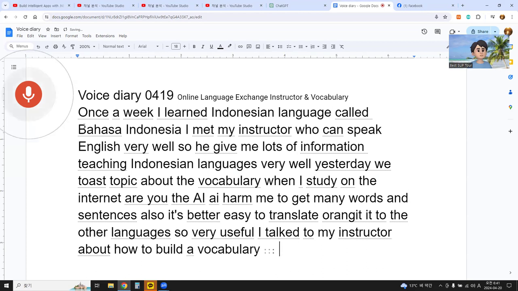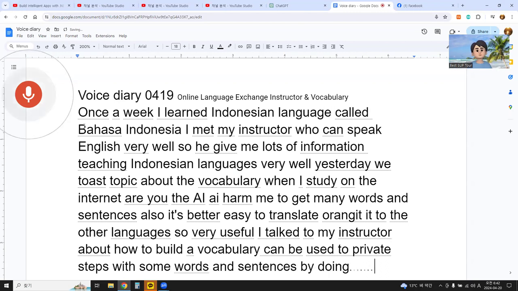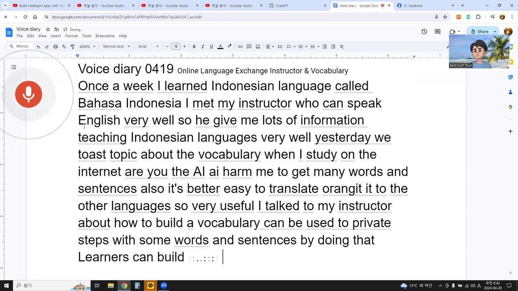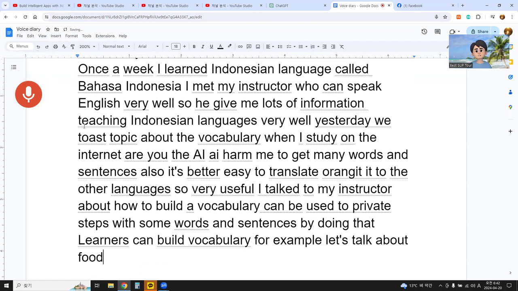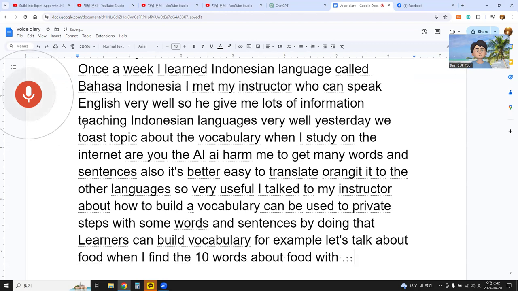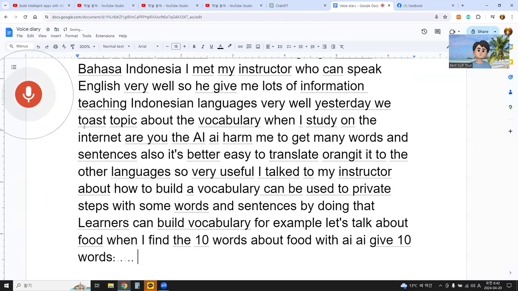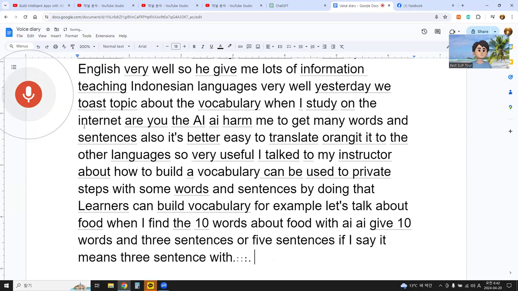It can be done in 5 steps with some words and sentences. By doing that, learners can build vocabulary. For example, let's talk about food. When I find 10 words about food, AI gives 10 words, and 3 sentences or 5 sentences if I say, give me 3 sentences with the words which I found. Then I can study with them.